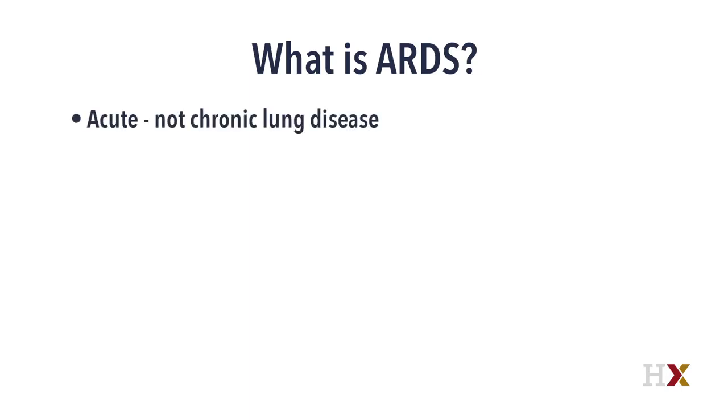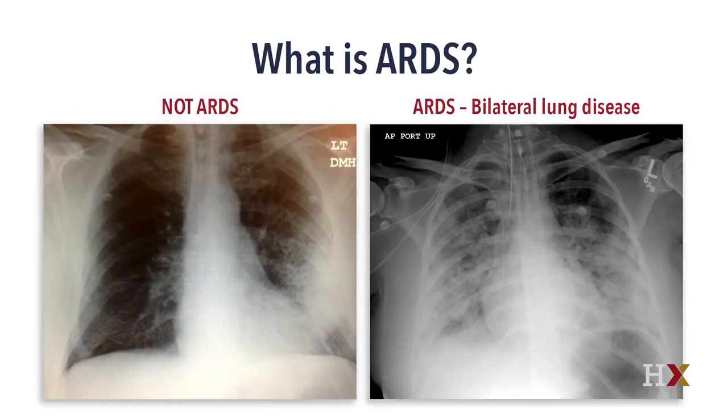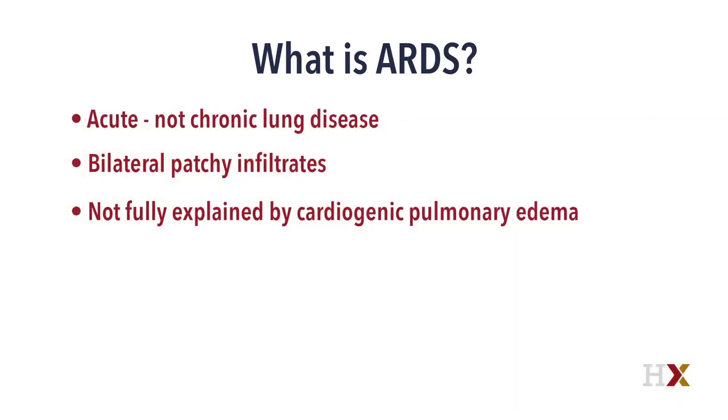First, it's an acute process. It's not just an exacerbation of somebody's chronic lung disease. Second, there are bilateral patchy infiltrates. This is why that first chest x-ray that showed a lobar pneumonia is not ARDS. There has to be bilateral lung disease. It cannot be fully explained by cardiogenic pulmonary edema. Now, certainly patients who have CHF can get ARDS, but it cannot be fully explained by cardiogenic pulmonary edema.